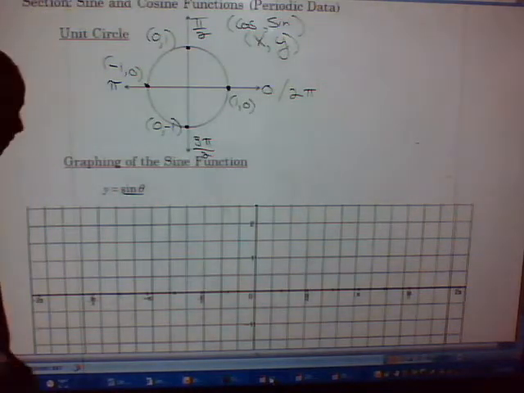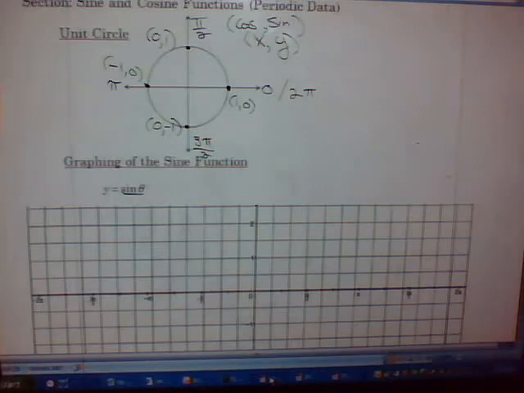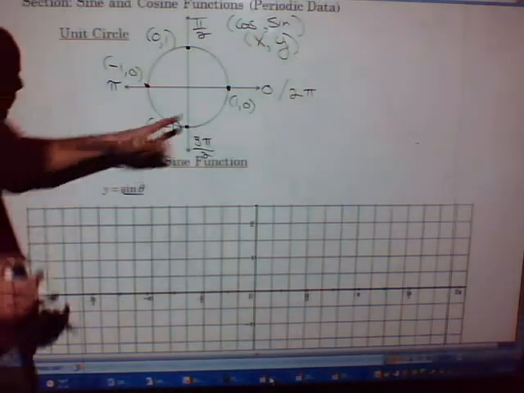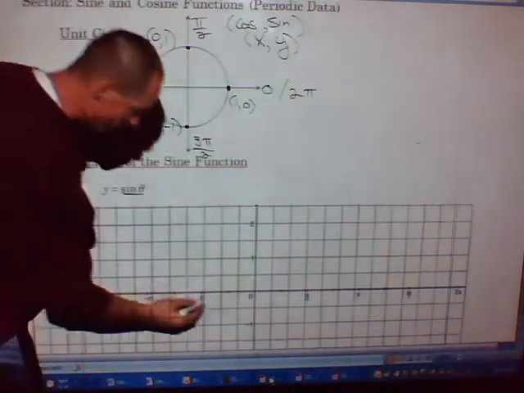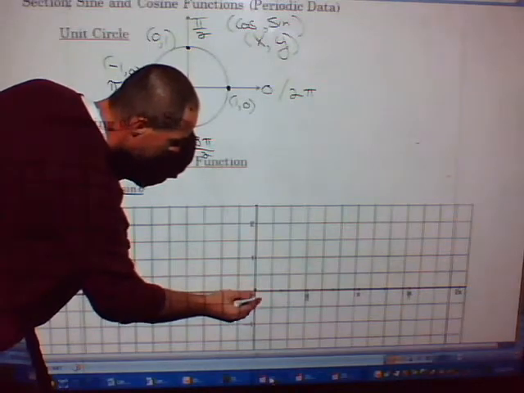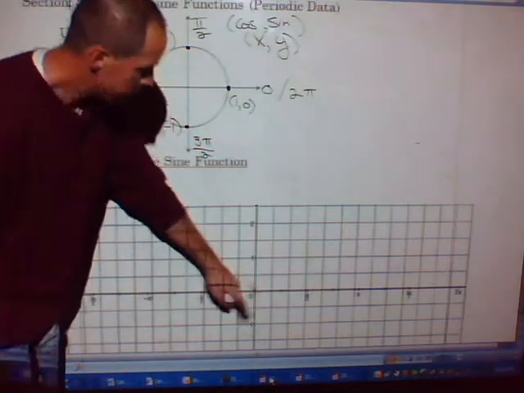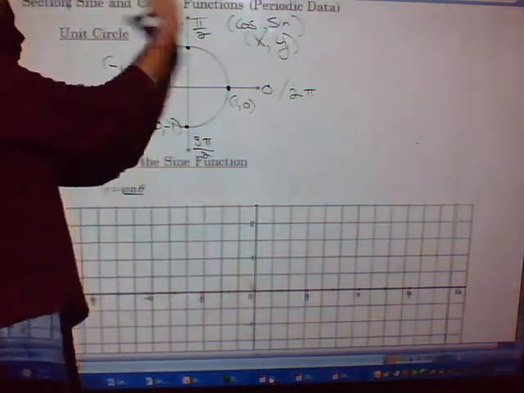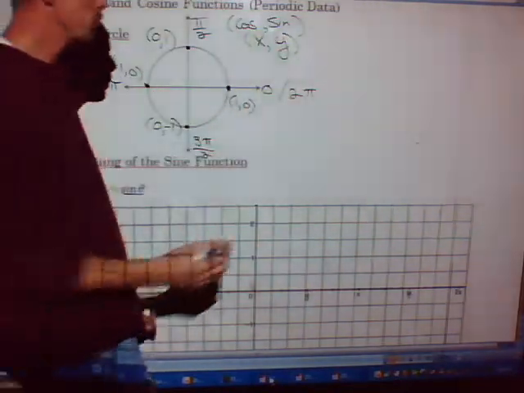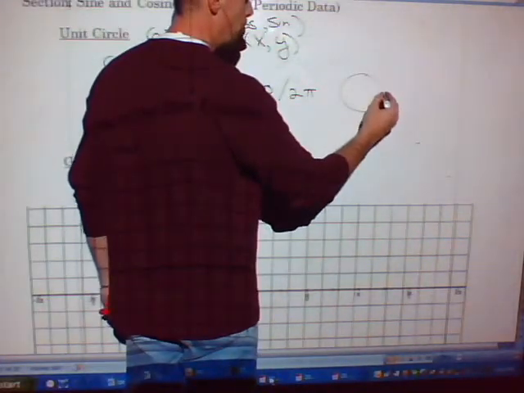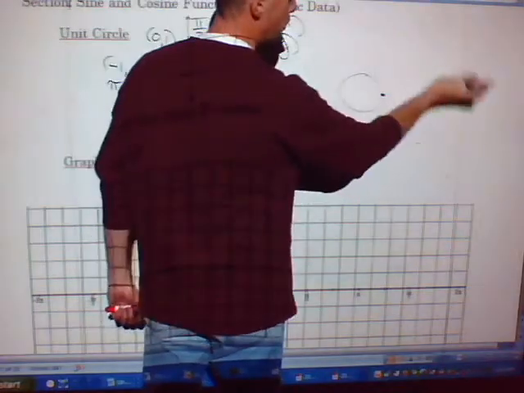Now on the sine graph, what we're going to do is start at 0, and 0 is going to represent 0 at our origin here. And then what we're going to do is unroll this. Think of it as a circle. We're going to cut it here and we're going to unroll it.